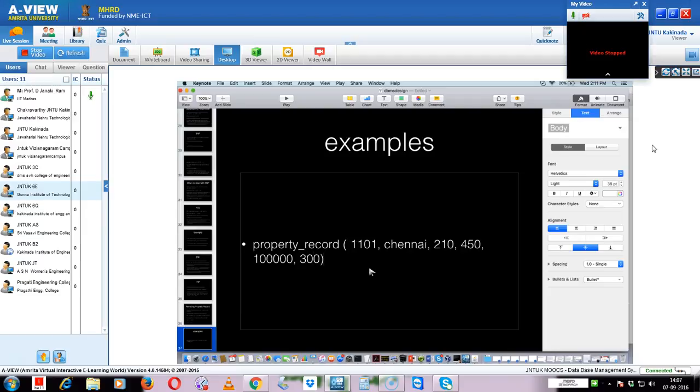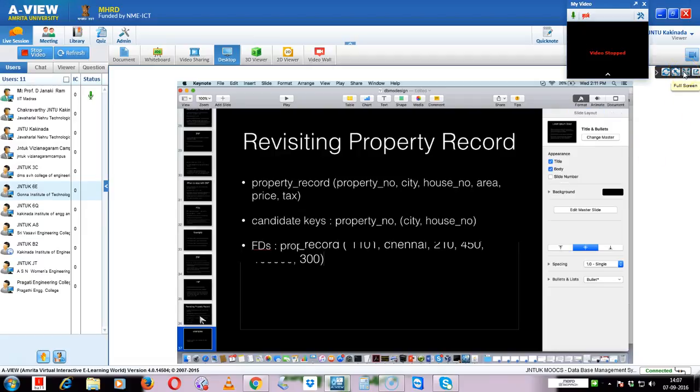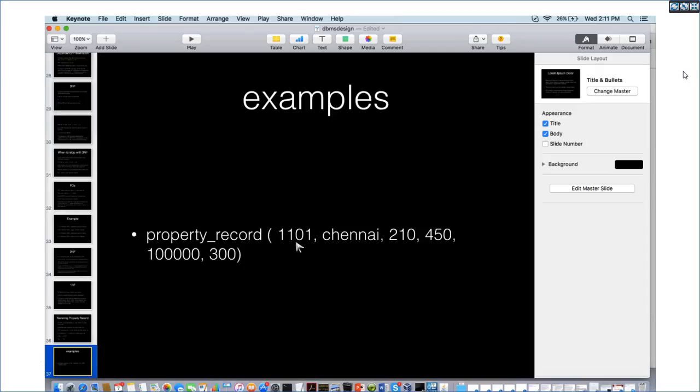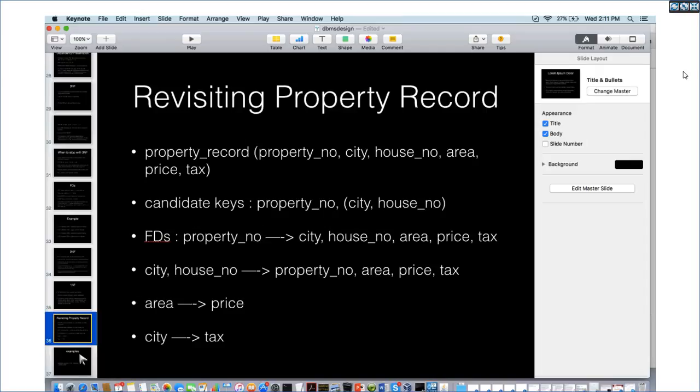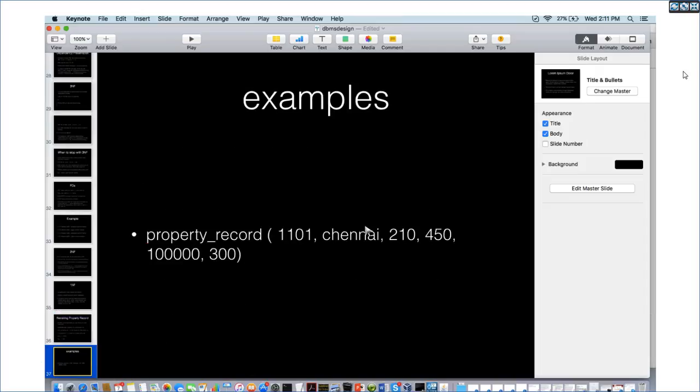This is the record that we are talking about. What are the functional dependencies in this record? Property number is going to be unique. There will not be any other record with the same number 1101, so this will not be repeated and will uniquely identify the property record. So that's a candidate key. Similarly, city and house number: city is Chennai and the house number is 210. Together this won't get repeated, because they give a unique ID, which is the property ID. So city and house number is also a candidate key.